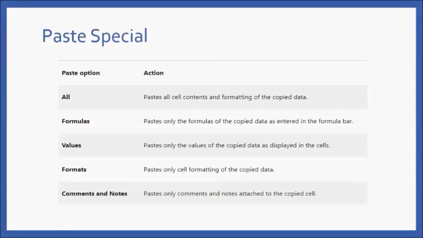So we have here Paste Special, with the paste option in the first column and the action in the next column. All: paste all cell contents and formatting of the copied data. Formulas: paste only the formulas of the copied data as entered in the formula bar. Values: paste only the values of the copied data as displayed in the cells. Formats: paste only cell formatting of the copied data. Comments and Notes: paste only comments and notes attached to the copied cell.